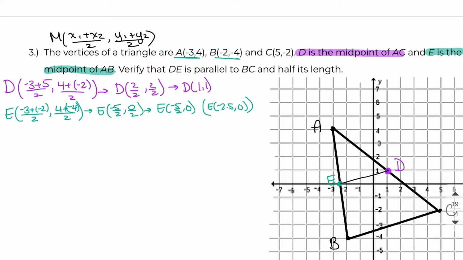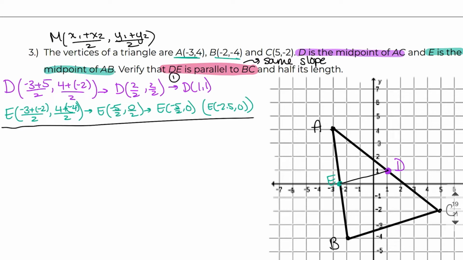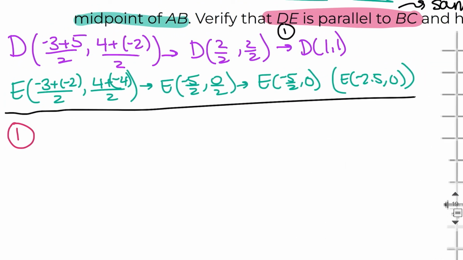All right, and we want to first of all verify that DE is parallel to BC. Well, to show that something is parallel to something else, we have to show that they have the same slope. So we'll start by doing this right here. We want to verify DE is parallel to BC. So in order to be able to do that, we need to show that the slope of DE is equal to the slope of BC.